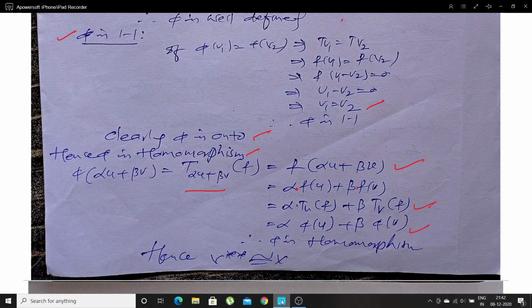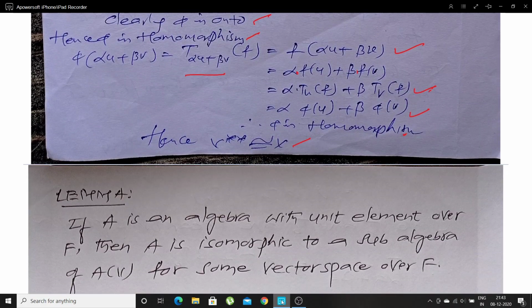Again, using the condition of the mapping, we can rewrite it as alpha dot phi of u plus beta dot phi of v. That indicates what? This indicates the mapping is a homomorphism. Since it is homomorphic, one-one, onto, clearly the new mapping is isomorphic. That means the double dual, that is V double star, is isomorphic to the vector space V.